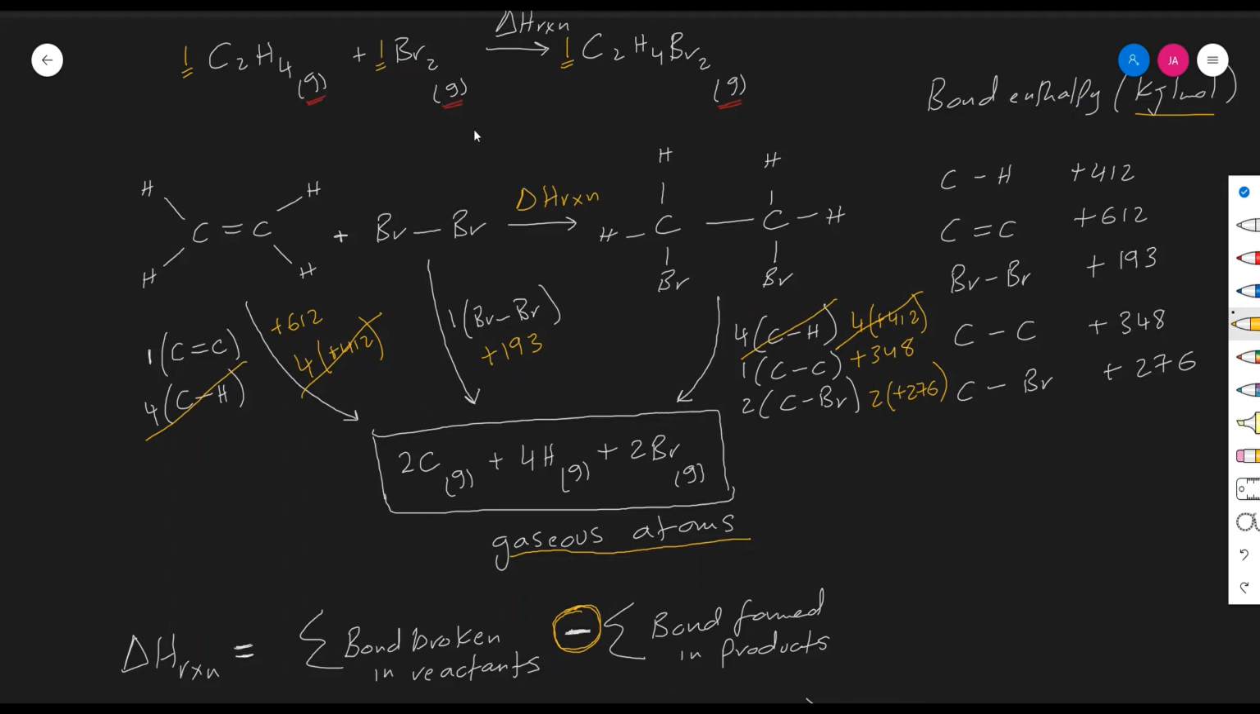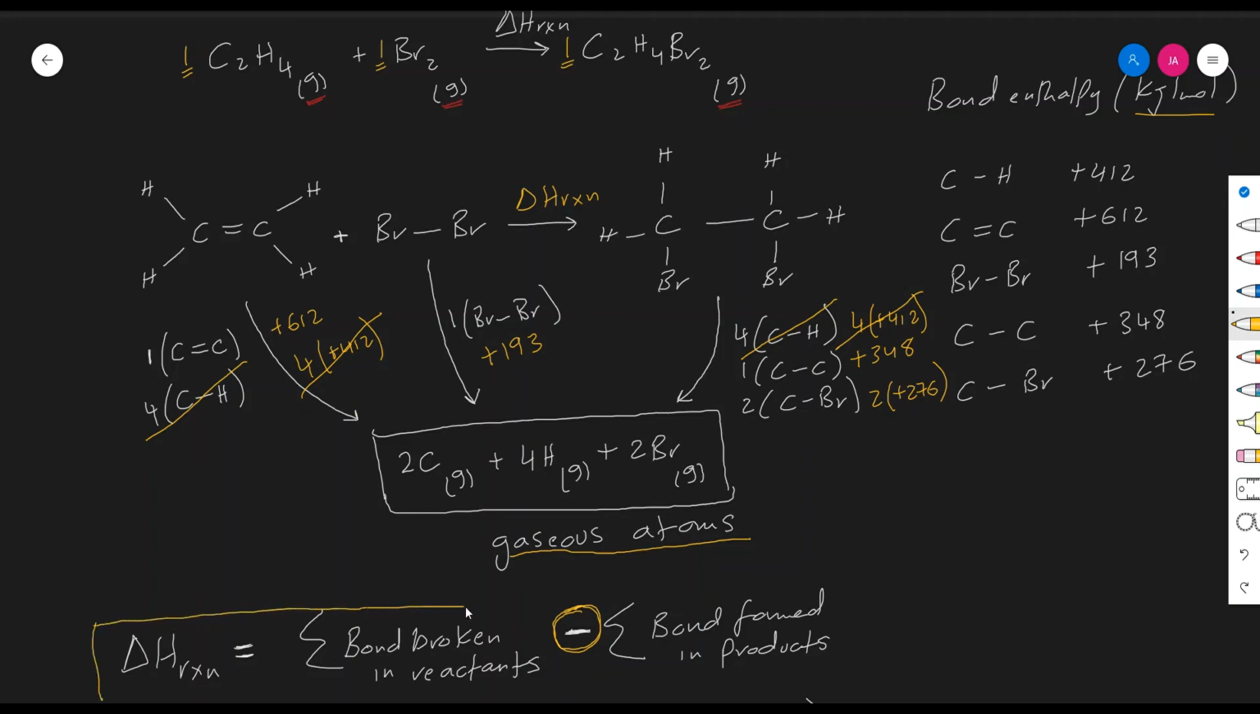Since they are in the gaseous state, as stated previously, to construct the cycle we would always put the gaseous atoms over here and break all the bonds in the reactants and products as we did in this example, and list them as well as their values. Then move through the cycle from the reactants towards the products, and thus I would add the values for the bond enthalpies broken in the reactants and subtract them from the values for the bond enthalpies formed in products, which translates to this main equation over here.